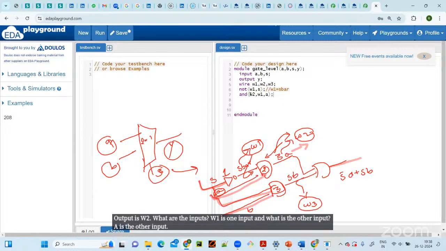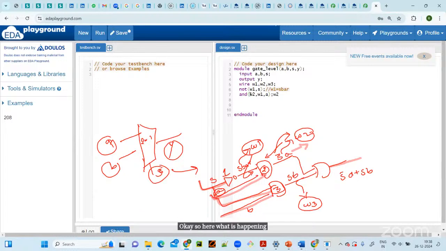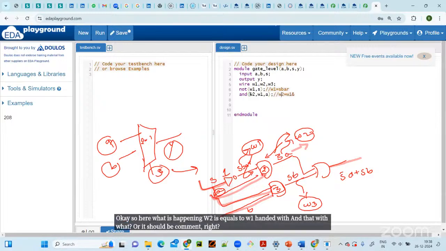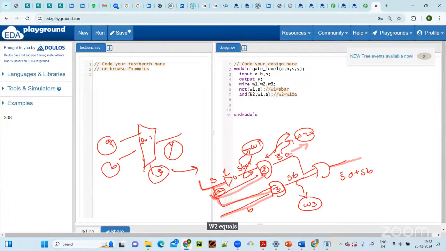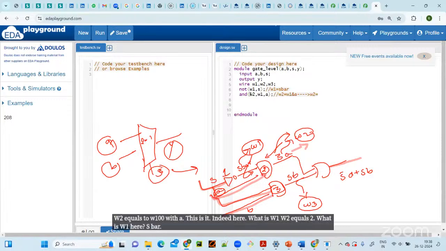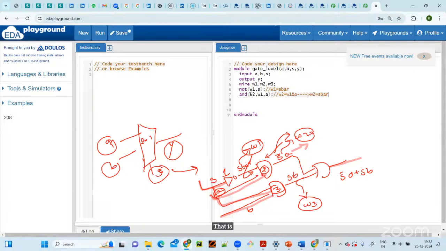Okay, so here what is happening? W2 is equal to W1 ANDed with what? Oh, it should be a comma, right? W2 equals W1 ANDed with A. This is it. Here, what is W1? W2 equals, what is W1 here? S bar. That is S bar A. Correct? Now, let us go with the second AND gate.